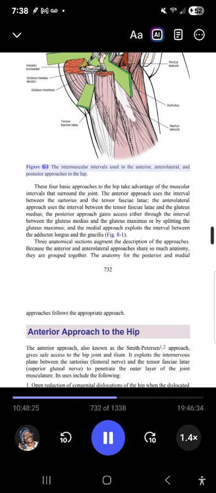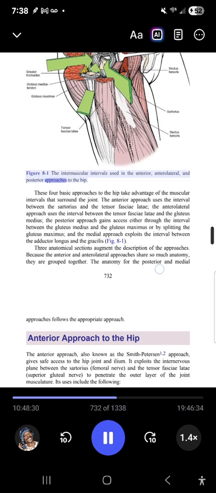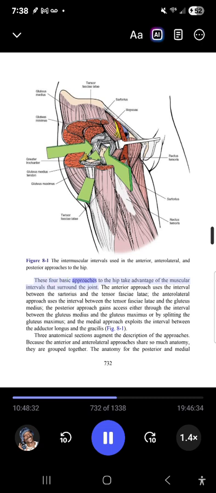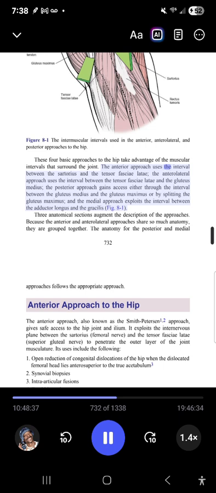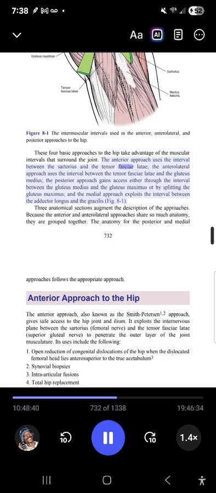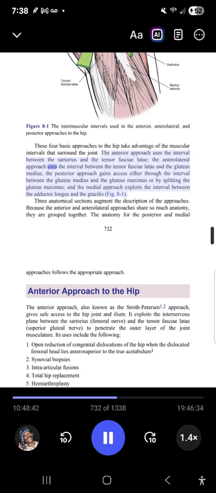Figure 8-1. The intermuscular intervals used in the anterior, anterolateral, and posterior approaches to the hip. These four basic approaches to the hip take advantage of the muscular intervals that surround the joint. The anterior approach uses the interval between the sartorius and the tensor fasciae latae. The anterolateral approach uses the interval between the tensor fasciae latae and the gluteus medius.